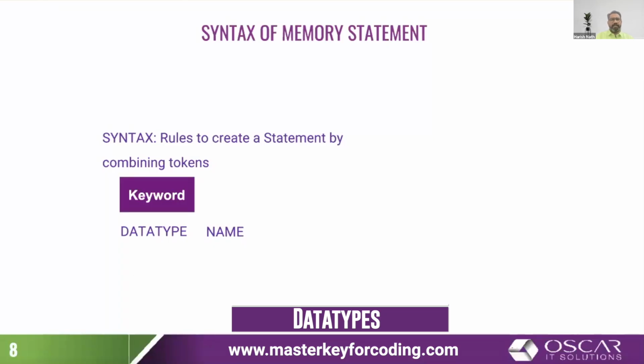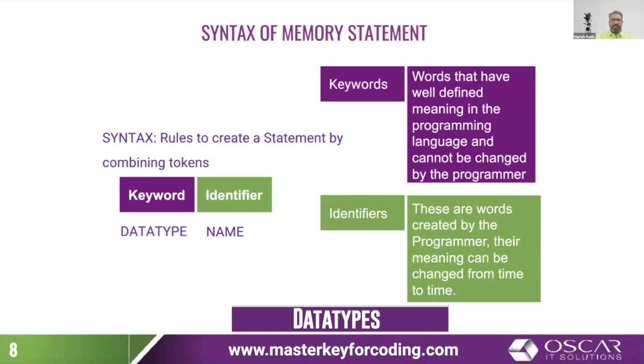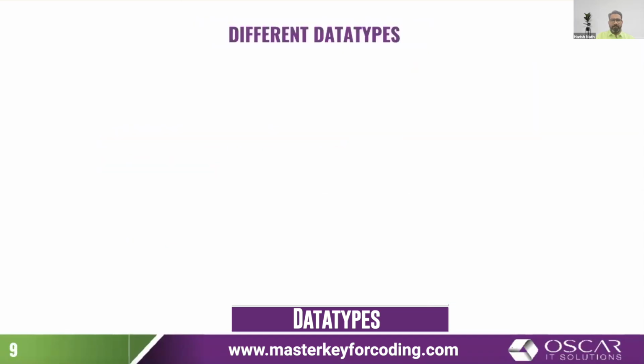Data type in most cases is a keyword and name is an identifier. We have already discussed that keywords are words that are defined in the language. They have a proper meaning. A developer or a programmer can neither create them nor change the meaning of these keywords. Similarly, identifiers are names given by the programmer. These names can be changed from time to time. Meanings of the names can change. So this is up to the programmer, whereas a keyword is completely controlled by the language. And the syntax to build a memory statement is data type, name.